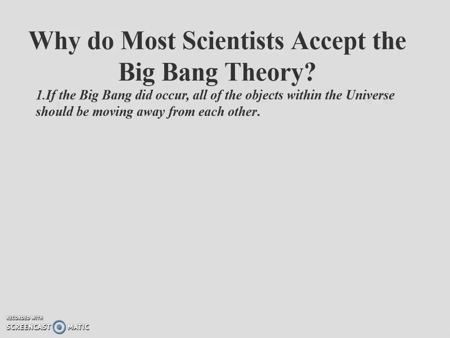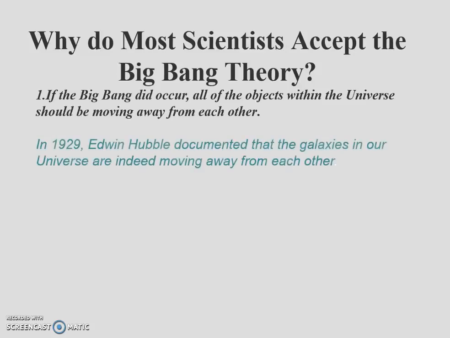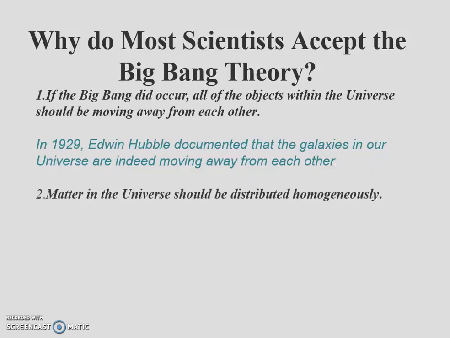So why do scientists accept the Big Bang Theory? And this is an element in your chapter that you're going to be reading. So if the Big Bang did occur, all of the objects within the universe should be moving away from each other. And with the Hubble telescope in 1929, there's documentation that the galaxies in our universe are indeed moving away from each other. So a great example of a question and observation, going back to the scientific method.